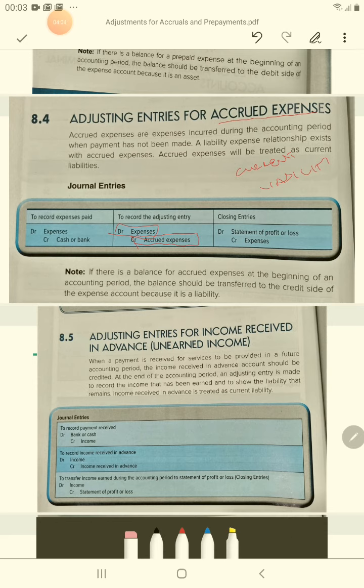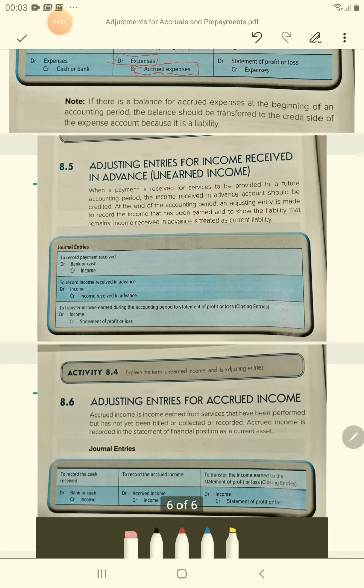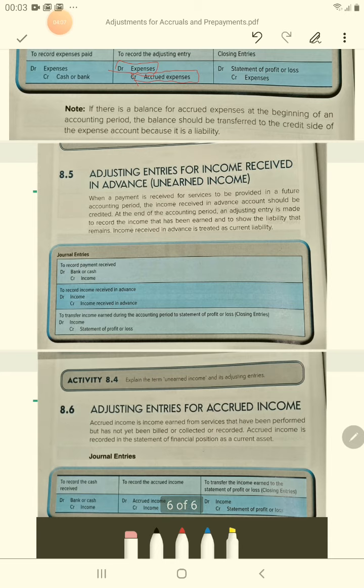And for the income received in advance, it means that we receive income more than what we should receive within that accounting period. For example, we receive rental income for the next accounting period, then this one is a liability. Liability, because we receive something that we should not earn in that accounting period. Therefore, we will debit income. We deduct income by debiting it.